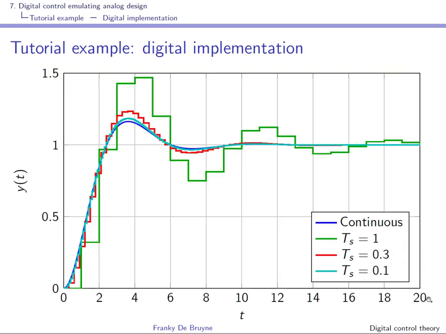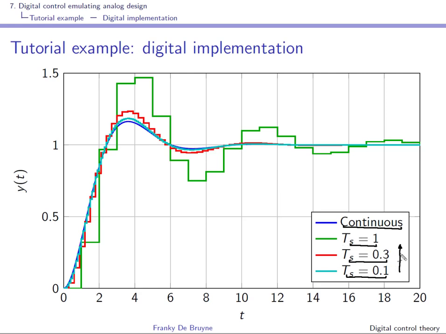So here we have the output step response in closed loop. In blue we have the continuous time response that we had obtained previously, and here you see the discrete time response with TS increasing. We're starting from TS equal to 0.1, then we take TS equal to 0.3, and then finally TS equal to 1.